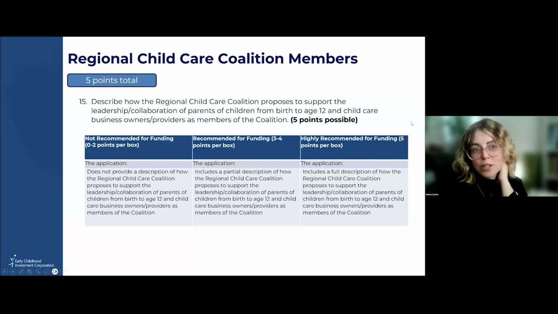Let's see. So next question, question 15. You can see there's a lot of questions here. Describe how the Regional Child Care Coalition proposes to support the leadership and collaboration of parents of children from birth to age 12 and childcare business owners and providers as members of the coalition. You heard us talk about it earlier. This is such a huge component of this work, and we really want you to specify how these are going to happen.